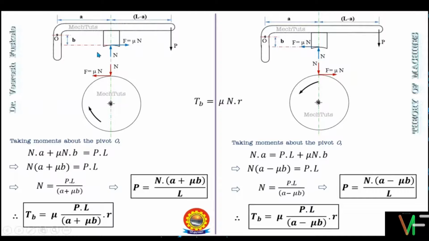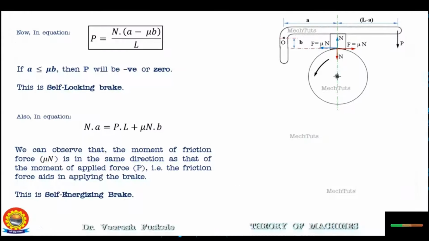And second, when the fulcrum point is above the line of action of the friction force, suppose by a distance b. So we discussed two cases, the clockwise rotation and the anti-clockwise rotation. So we got these equations. Further, in this case, we also learned about the self-locking brake and self-energizing brake.